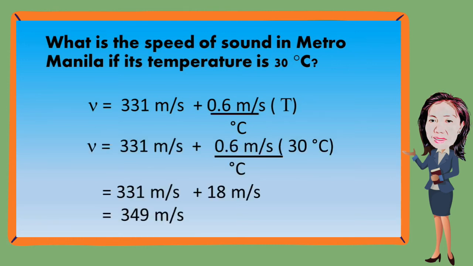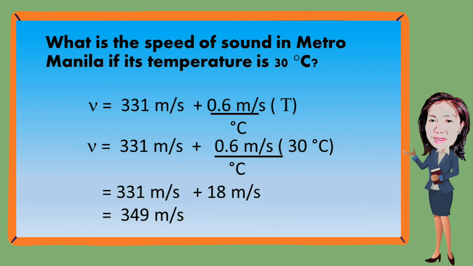So V is equal to 331 meter per second plus 0.6 meter per second times 30 degrees Celsius. Substitute the value of T or temperature, so you write here 30 degrees Celsius. So what you will do is, can you get your calculator now? 30 times 0.6 plus 331. What's the answer?